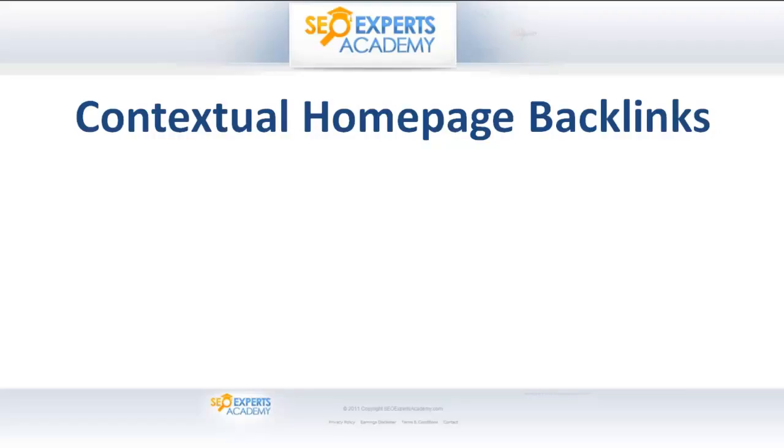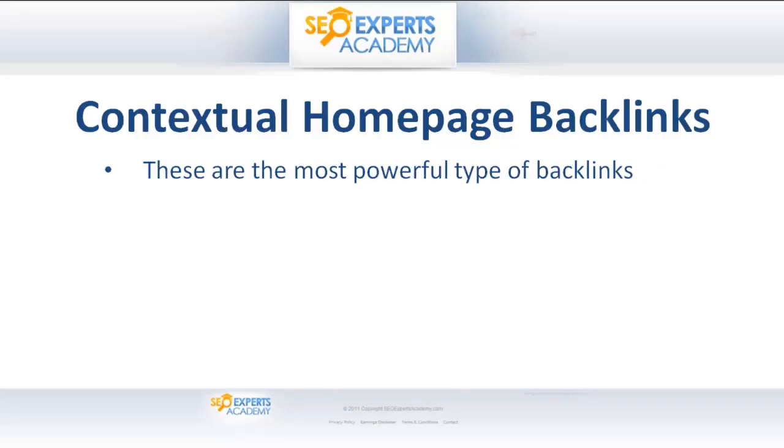Contextual homepage backlinks, the best kind. These are the most powerful type of backlinks that you can get to your sites, and that applies especially if you have a high level of page rank at the individual homepage level. And by contextual, I just mean that the anchor text link, the one that's been properly keyword researched, is embedded within the main text article or body of the page, and I'll show you an example of that in a moment.